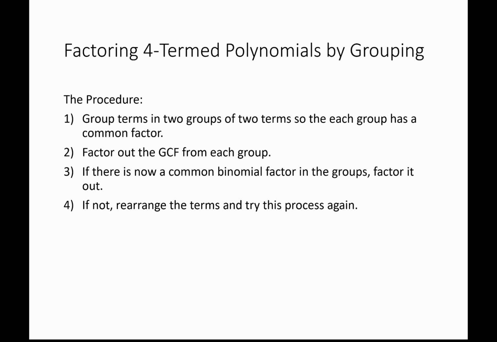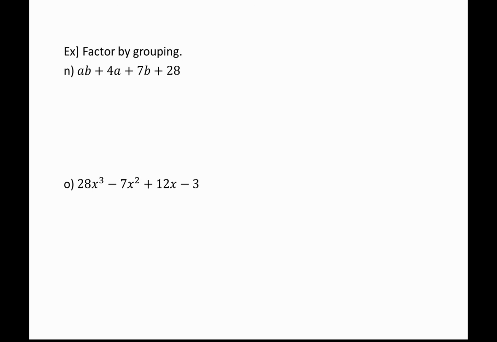So it might not work out the first time, in which case, if the polynomial is indeed factorable, you should be able to rearrange the terms and figure it out, giving it a second go or third go, depending on how you rearrange things. Okay, great. Let's try some examples here.